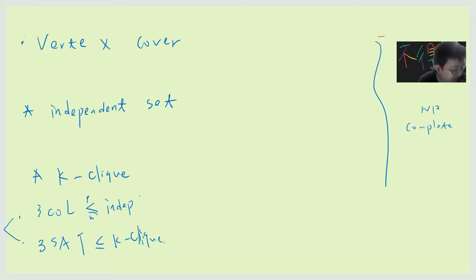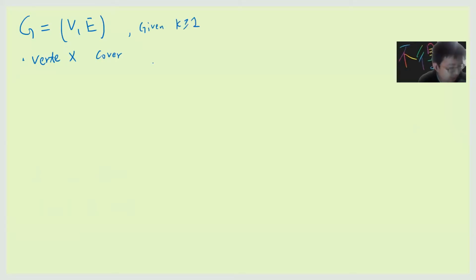Let's start. Before I start, let me spend some time talking about the definitions. The setting is that somebody gives you a graph G, which is vertices and edges, and let's talk about what vertex cover means. Also given a positive integer k, greater or equal to 1. Let me define vertex cover.